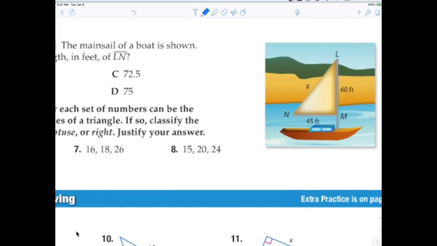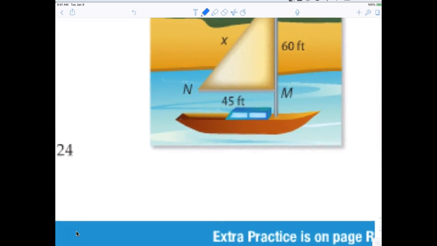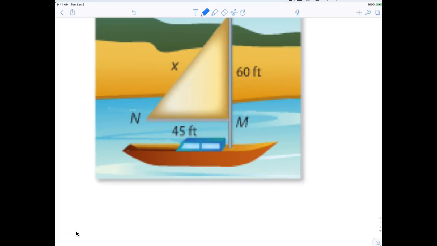So here we have this boat down here, right? So I'm looking for x. So what's common with 45 and 60? 15. So this is going to be 15 times what?